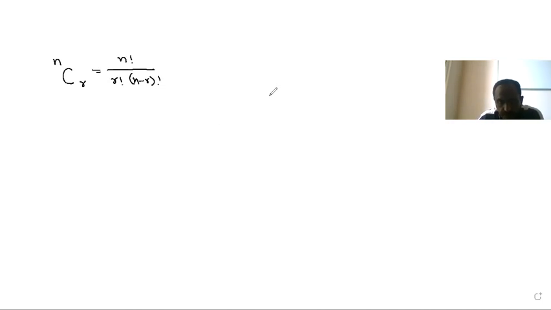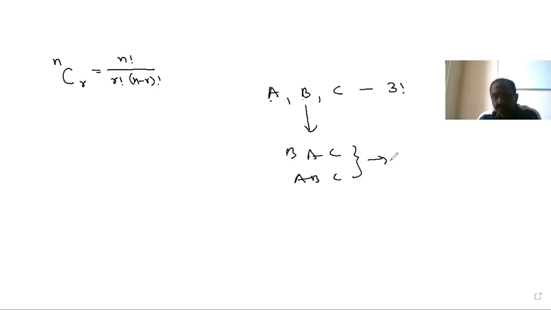Look at this: A, B, C. How many ways can you arrange them? You can arrange them in 3 factorial ways. But if you're selecting 3 people, how many ways can you select 3 people? Only one way. For example, ABC: if I'm selecting, only ABC can be selected. BAC selection and ABC selection are the same selections.